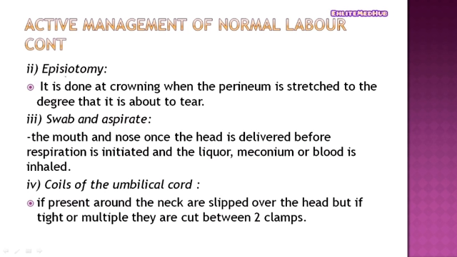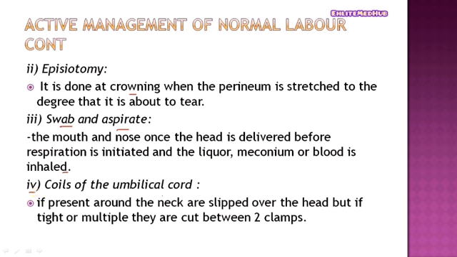So second is episiotomy. It is done at crowning when the perineum is stretched to the degree that it is about to tear. Third is swab and aspirate the mouth and nose once the head is delivered, before respiration is initiated and the liquor, meconium or blood is inhaled.